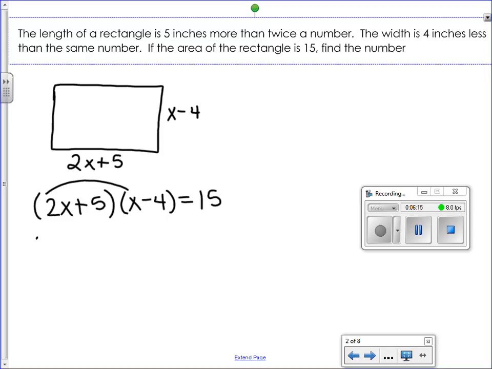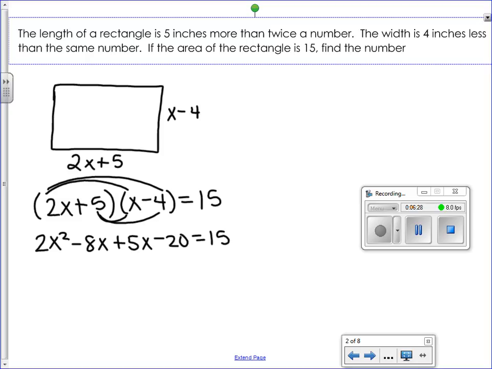So I have 2x squared minus 8x plus 5x minus 20 equals 15. 2x squared minus 3x minus 35 equals 0. You have to do what? Can you factor that? Can you take two numbers that multiply to equal a negative 70 and add to equal a negative 3? 7 and 10. Which one needs to be positive? Which one needs to be negative?